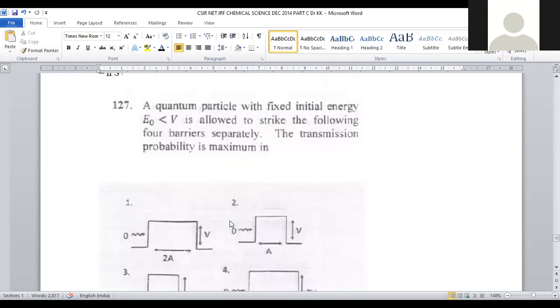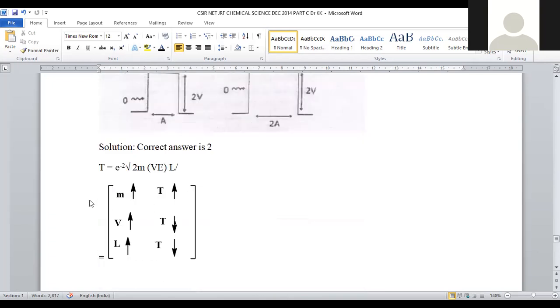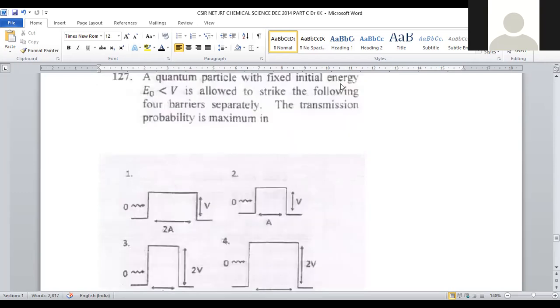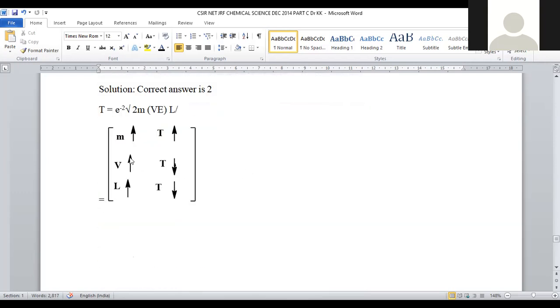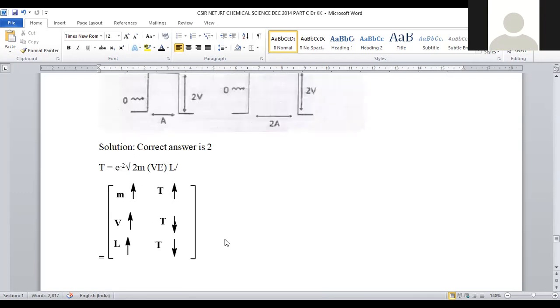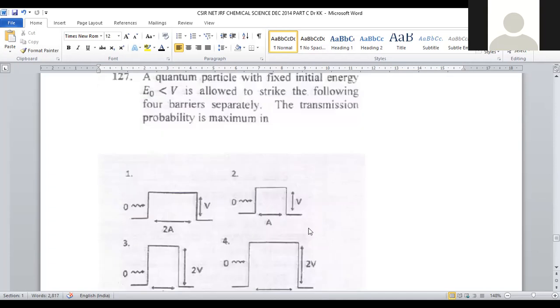For this purpose, here we have the transmission probability. Transmission probability is equal to e to the power minus 2 under root 2m (V minus E) L. So this is the equation for this transmission probability. Now, there are 3 different possibilities. Value of m can be raised, or the volume can be raised and temperature lowered, and the volume can be raised and temperature lowered. So these are the three probable conditions we are going to employ.